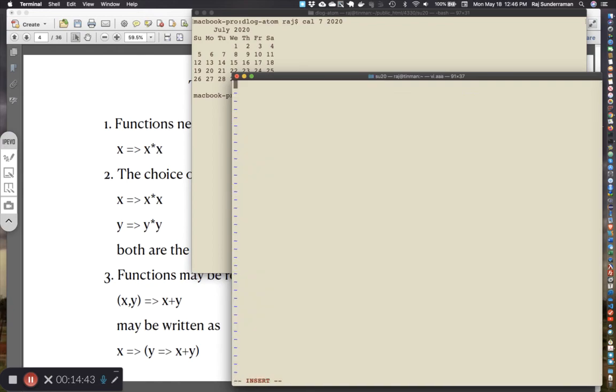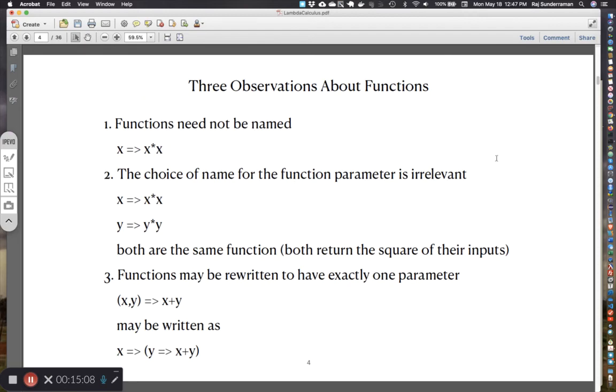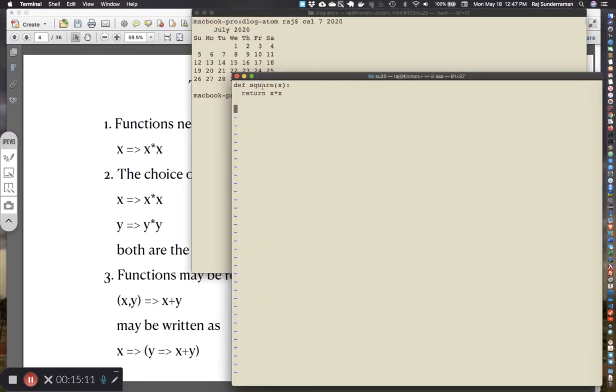So this function x arrow x squared doesn't have a name, but if you had to build it in, let's say, Python, you would say something like this: def square(x): return x times x. So that's how you define the function in Python. Got it? The name there was square, x is the parameter, and the output is x times x.